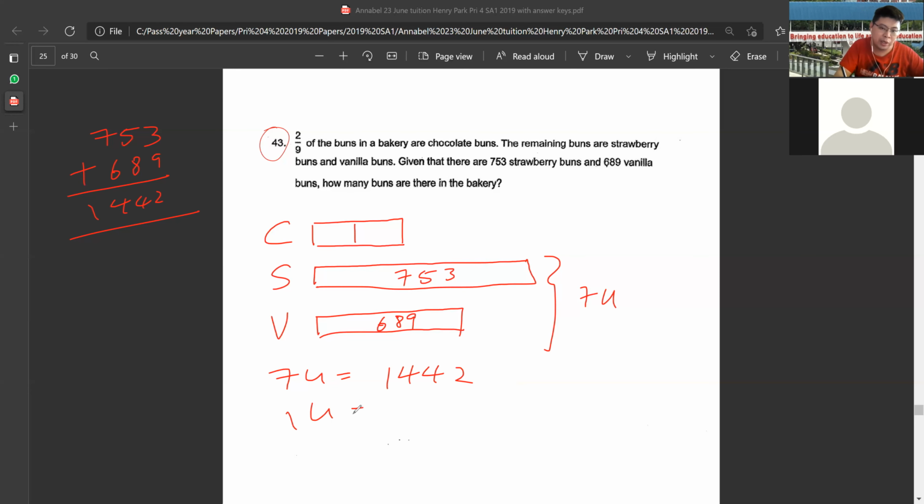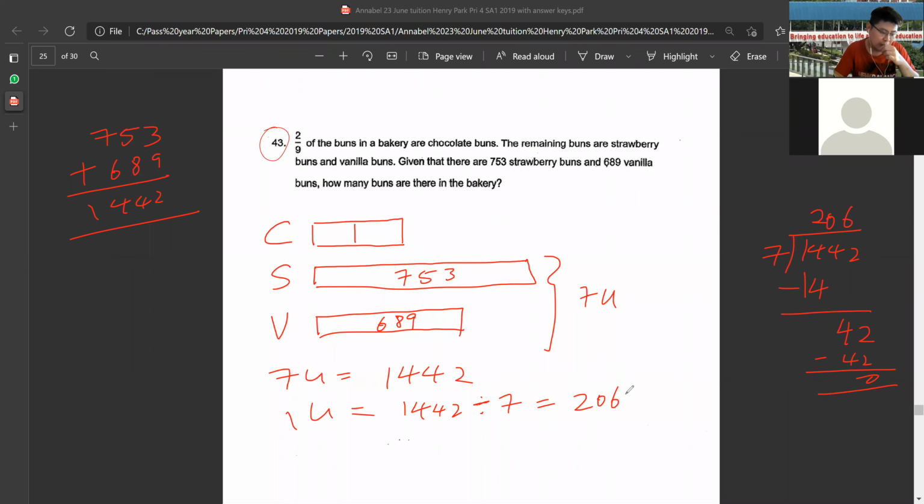So 7 units is 1442. Can you tell me how to find 1 unit? 1442 divided by 7. Correct. The answer is how many? Put 2 on top, then 7 times 2 equals 14. Then subtract, put 0, then you bring down the 4 and 2. Yeah, 206 is 1 unit.